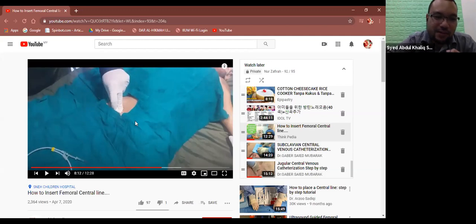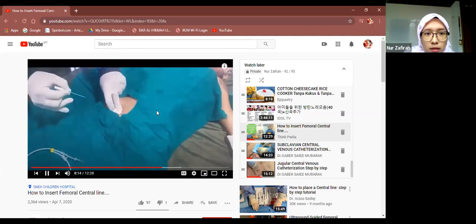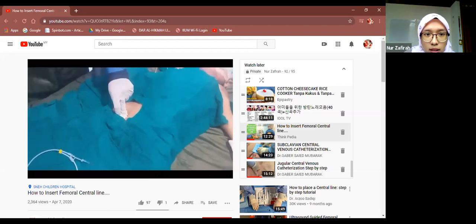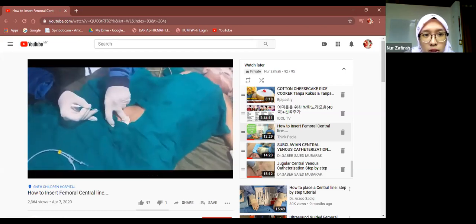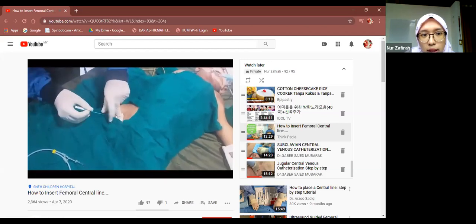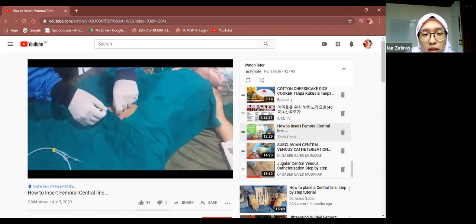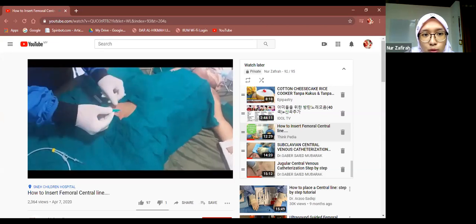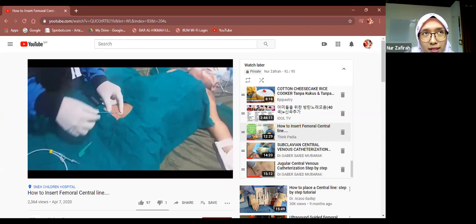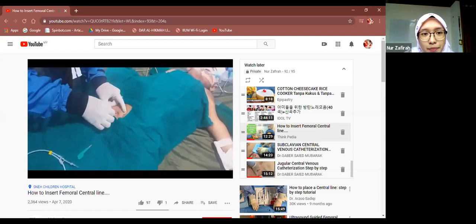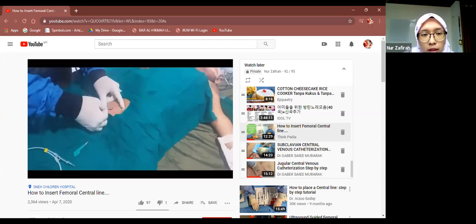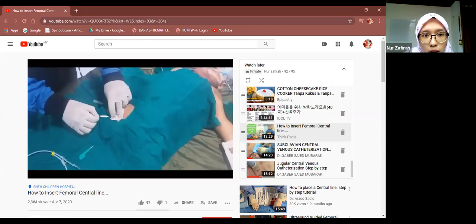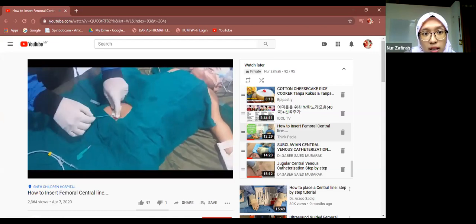All right, proceed. Okay. So next we remove the needle and make sure the guide wire is in place at that time, and then the doctor inserts the dilator to make the size of the incision bigger to insert the femoral line catheter, and uses a blade to make a smooth incision. And after that, when there is a good enough incision, we remove the dilator.